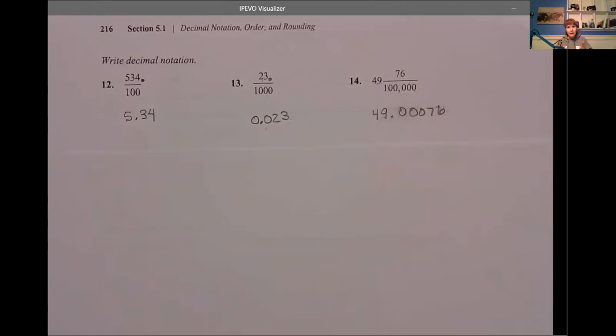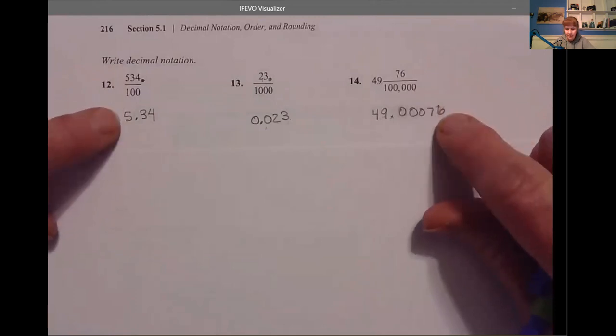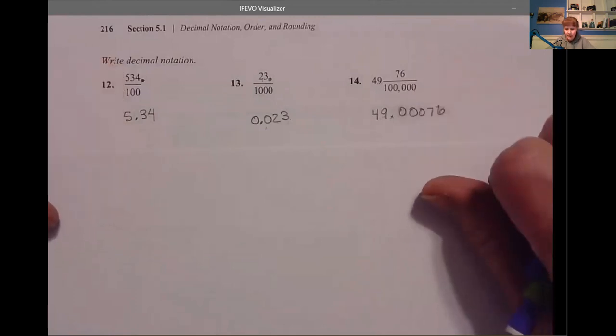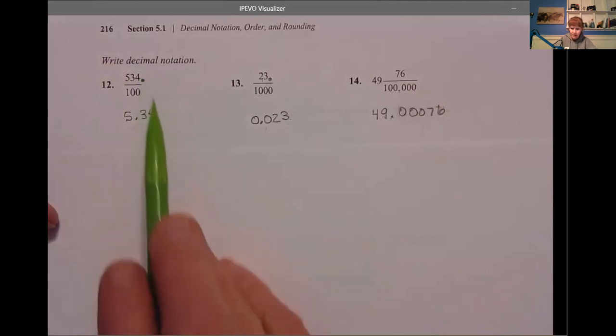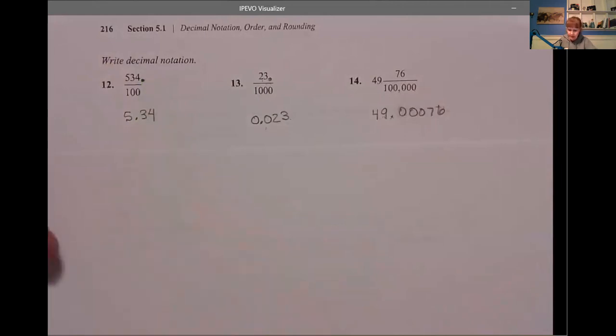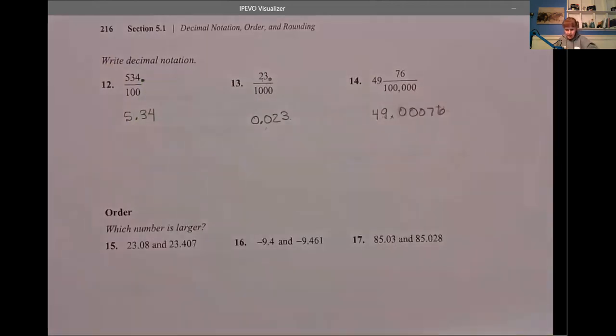All righty, so that is kind of a quick overview of how to go from a fraction notation to decimal. So we've gone decimal to fraction, and then now we've gone from fraction to decimal. All right, those two examples. Let's carry on.